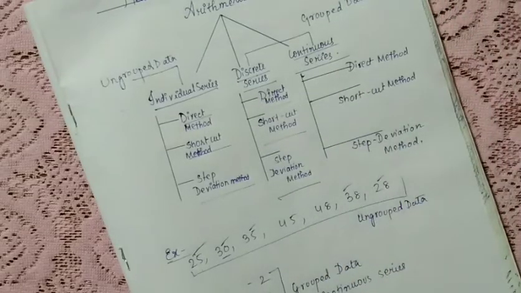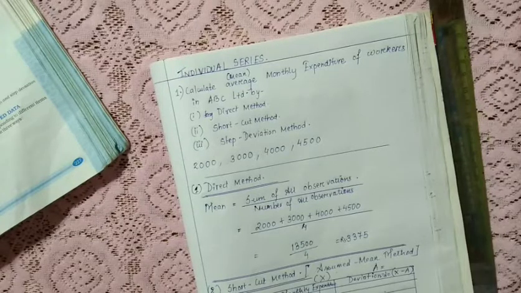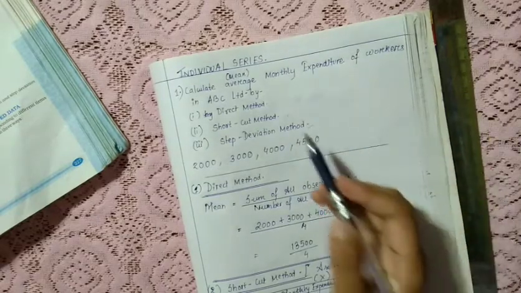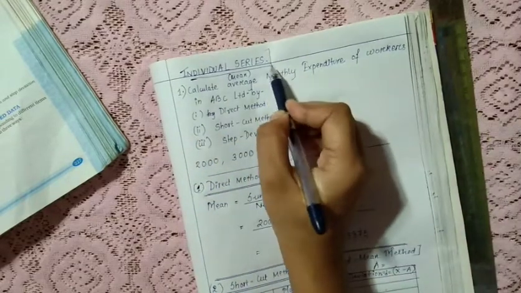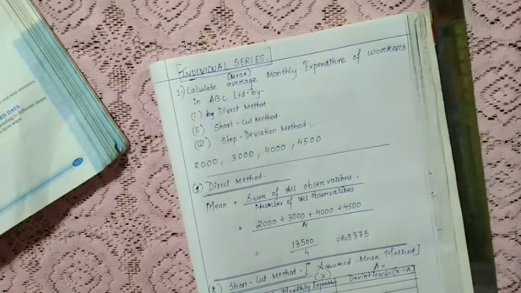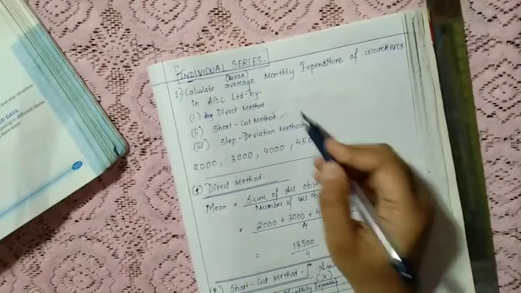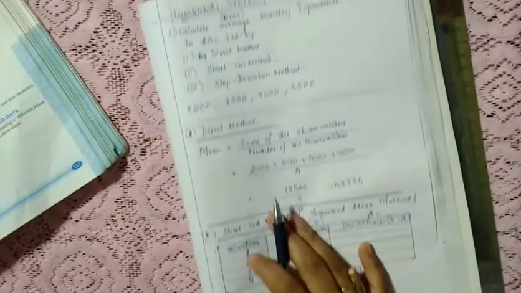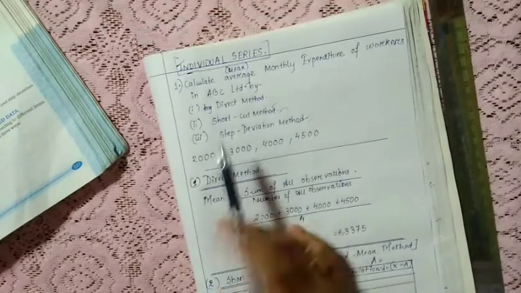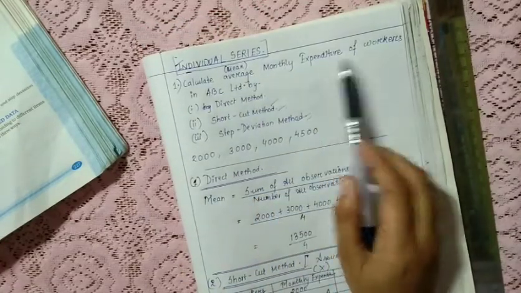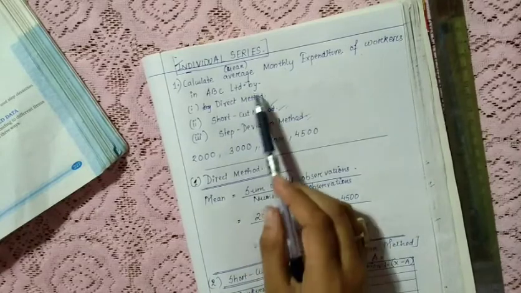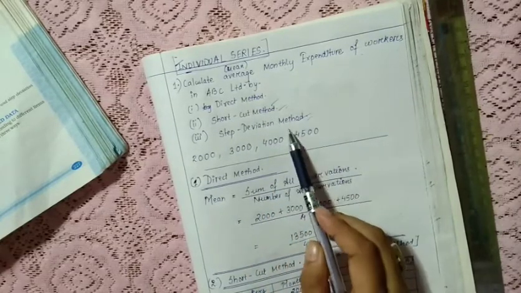Now we will look at how we can solve these series by different methods. We will learn how, by using direct method, shortcut method and step deviation method, we can solve individual series. I have taken one question and I'll solve it by three different methods. First one is direct method. What is the question? Calculate average monthly expenditure of workers in ABC Limited by direct method, shortcut method and step deviation method.